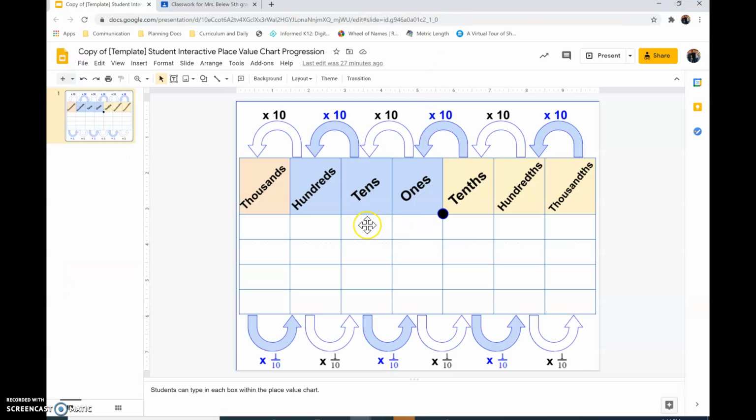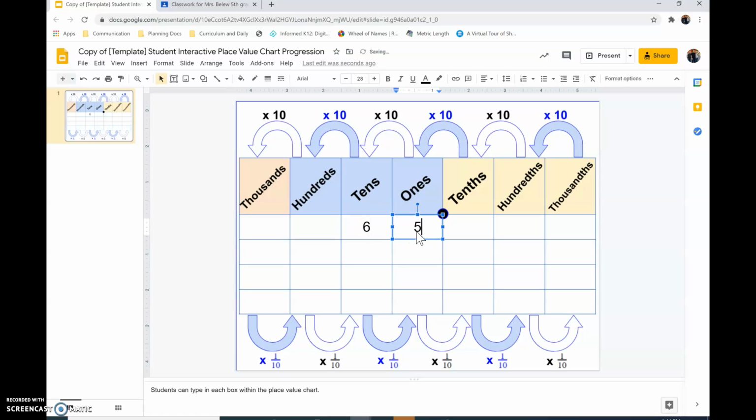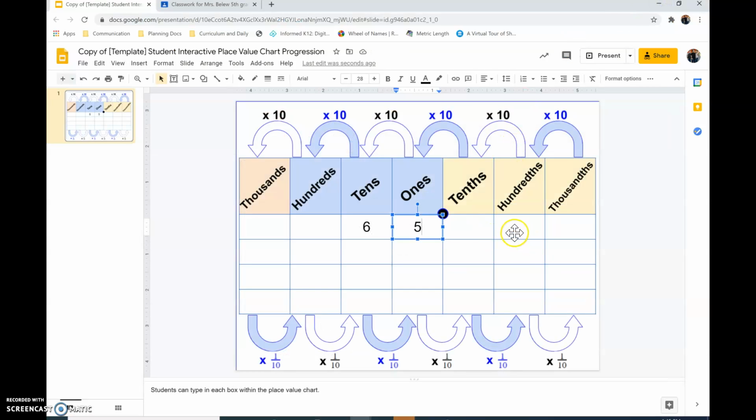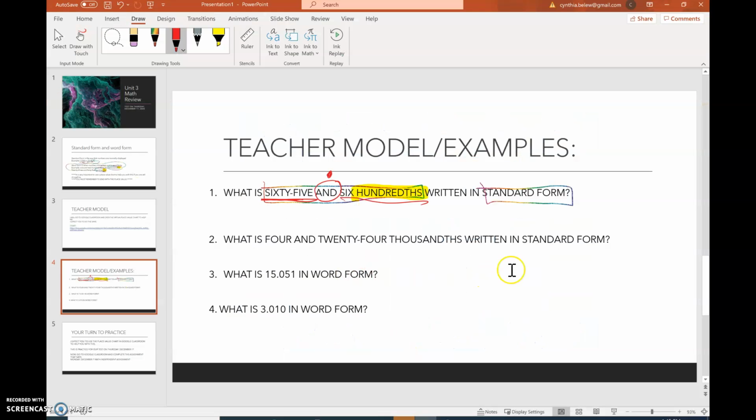If I click over here, my whole number is 65. So 6 tens and 5 ones and 6 hundredths. That means that the last number I said, 6, has to be in the hundredths. Okay. So that tells me I don't have anything in my tenths. I cannot leave it blank. I have to put a 0 there. 65 and 6 hundredths. So I'm going to come back over to my lesson and I'm going to type that.